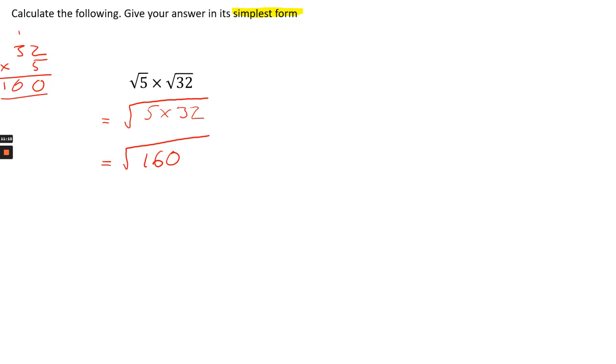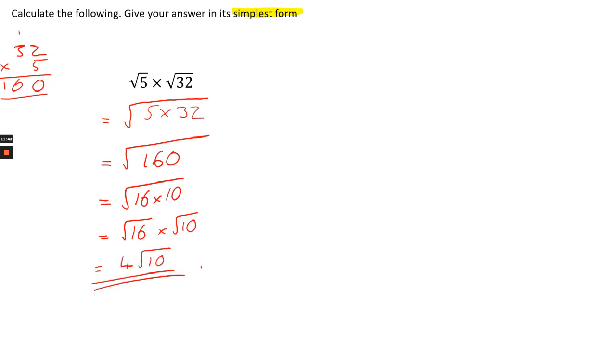At this point, I want to see what my highest square number in 160 is. Okay, and you can try just your square numbers on a calculator dividing by 160, dividing each of them by each of them if you want to. But hopefully we should be able to see here that this is going to be the same as 16 times by 10, which is the same as root 16 times by root 10, which is then the same as 4 root 10, and that's my final answer.